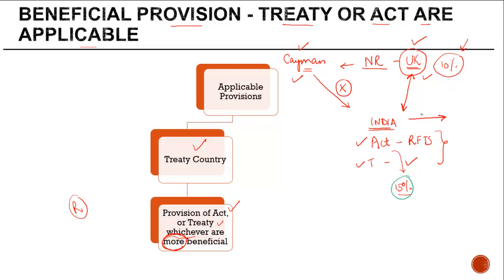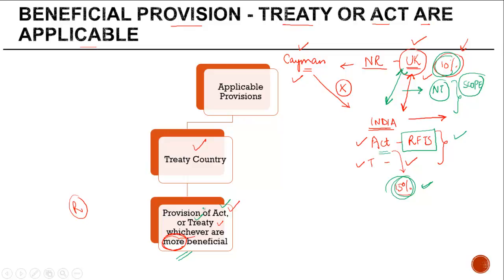The second way in which the treaty or the Act may be beneficial could be that the Act may actually provide that a particular form of payment is royalty or FTS and is therefore taxable in India. But the treaty between the two countries can provide that this payment is not taxable in India, right? So the benefit could not only be in the form of a reduced tax, but what is known as a reduced scope of tax. Scope of what is taxable and what is not taxable. So out of the Act or the treaty, whichever one is more beneficial is what is applicable.